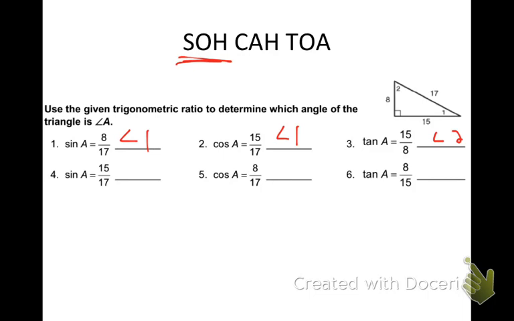Number 4, which sine has a ratio of 15 over 17? Drew? Angle 2. Number 5, which cosine has a ratio of 8 over 17? Ryan? Angle 2. And lastly, number 6, which tangent has a ratio of 8 over 15? Frosty? Angle 1. Nice job, sir.